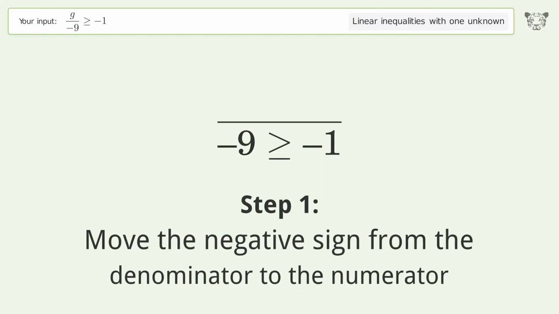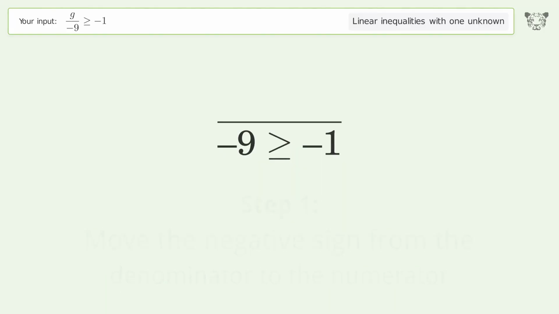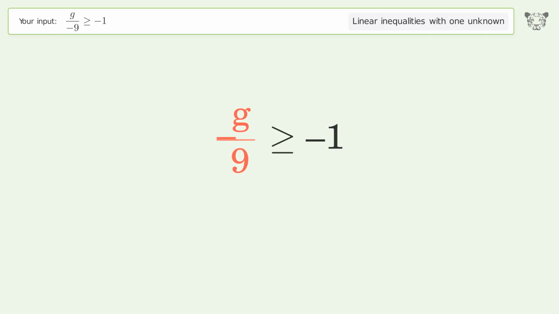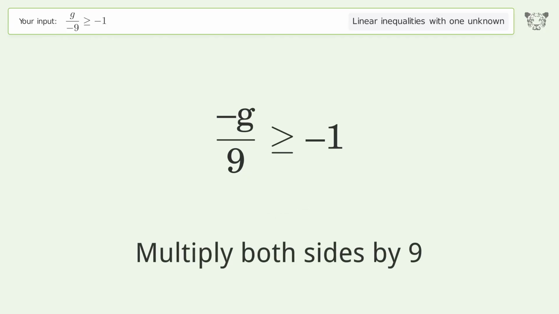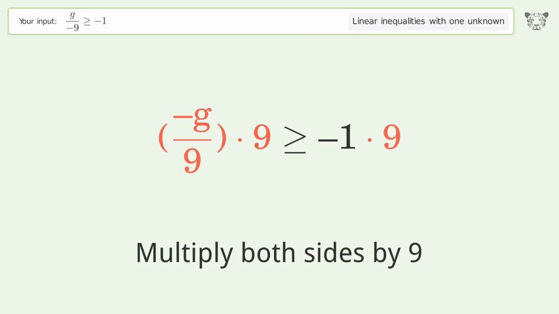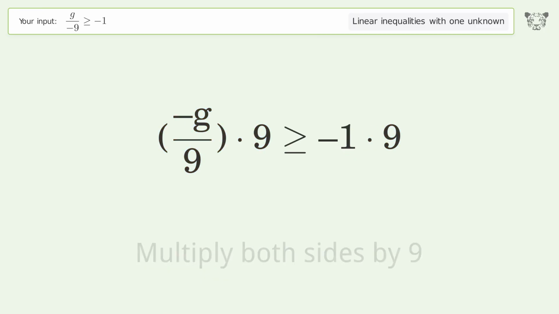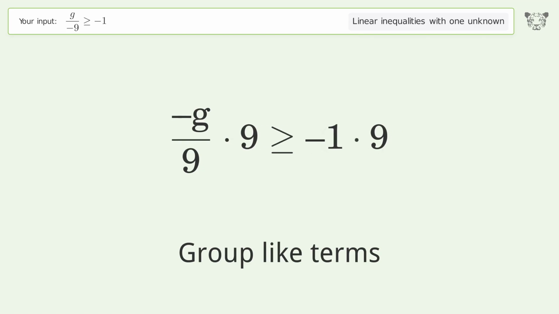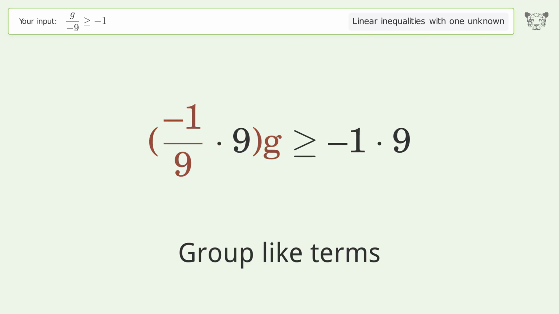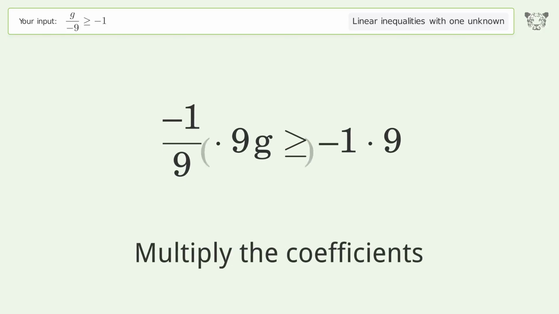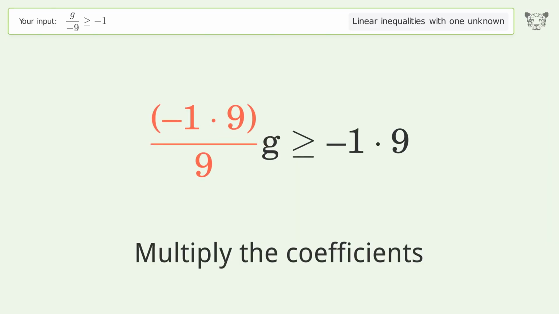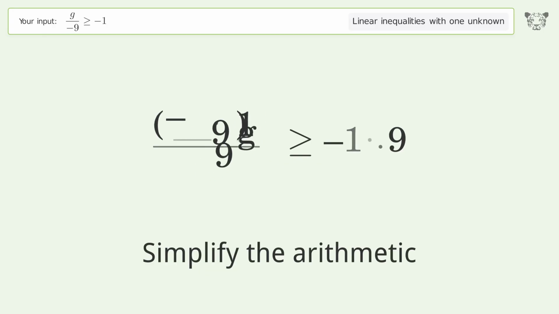Move the negative sign from the denominator to the numerator. Isolate the g. Multiply both sides by 9. Group like terms. Multiply the coefficients. Simplify the arithmetic.